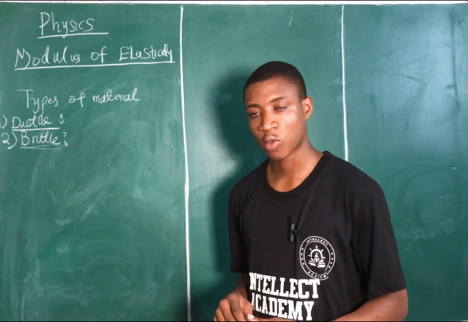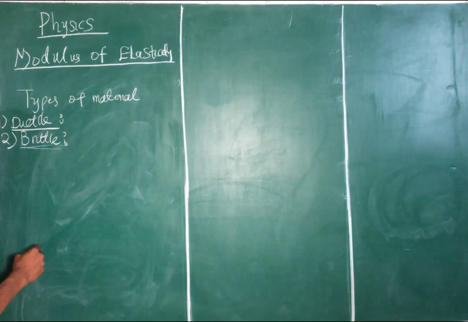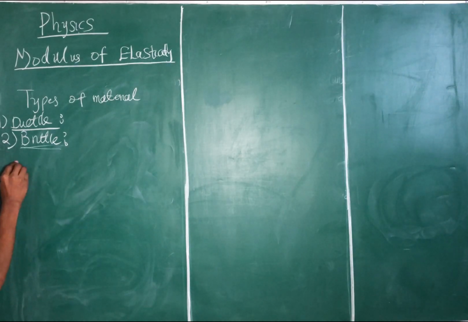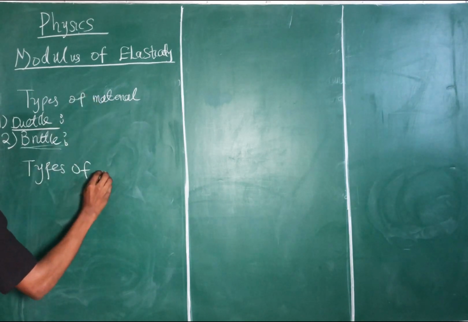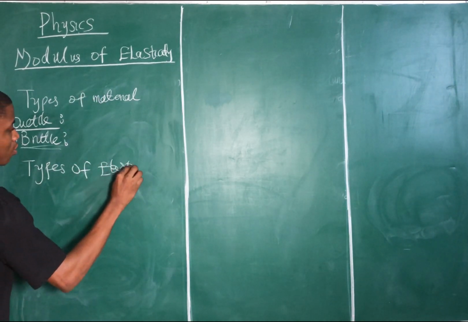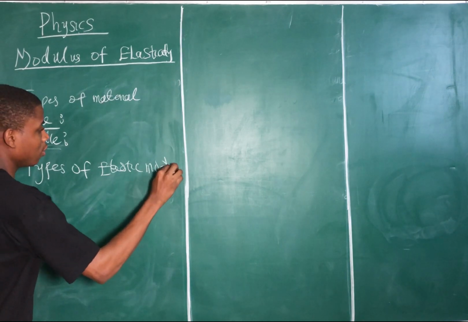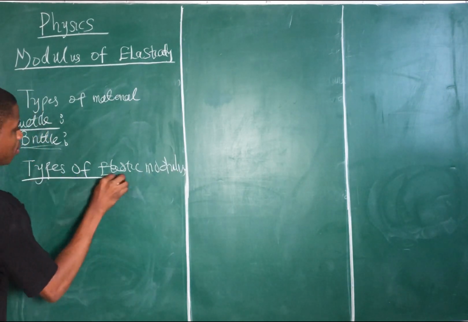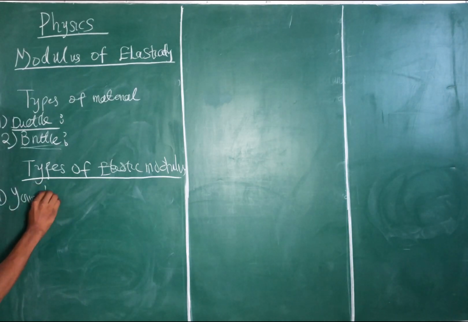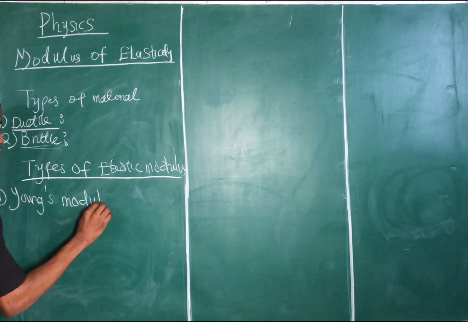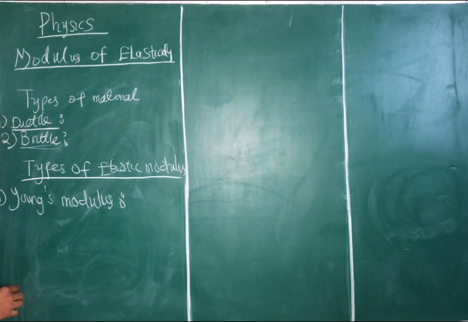Of course, there are three types of modulus of elasticity. So we have three types of elastic modulus, which is also known as modulus of elasticity. Under the three types, the first we have is Young's modulus. Now take note, Young's modulus arises when the stress in the material is directly proportional to the strain in that material.